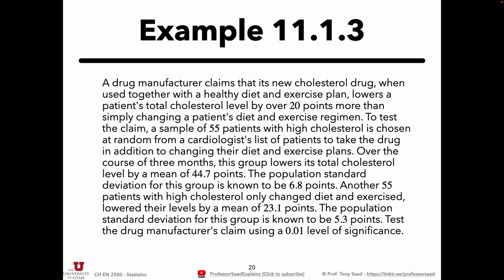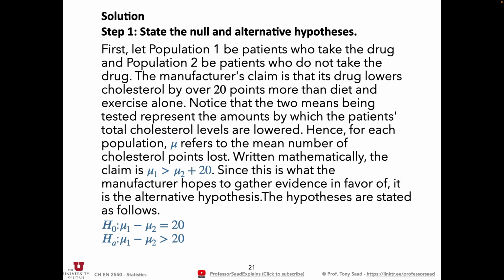So here it's a little bit interesting that more than 20 points is kind of what throws a wrench in what we're thinking about. And not only that, the way we're going to approach this is as follows. We're going to let population 1 be the patients who take the drug, and population 2 be the patients who do not take the drug. Now, the manufacturer is claiming that its drug lowers cholesterol by over 20 points more than diet and exercise.